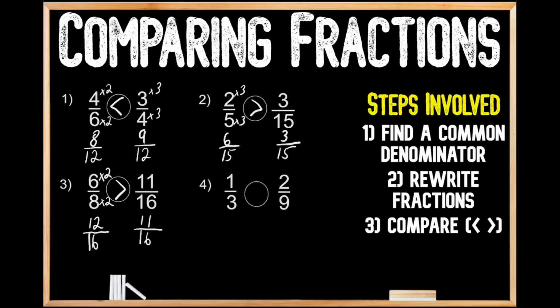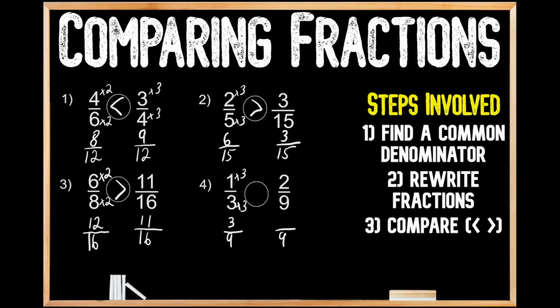So now let's move on to our last question, where we're being asked to compare 1/3 to 2/9. So our first step is to find a common denominator, and 9 is a multiple of 3, so we're going to use the common denominator of 9 for comparing these fractions. And we had to multiply 3 times 3 in order to get 9, so we need to do the same thing up top. And 1 times 3 gives us 3.